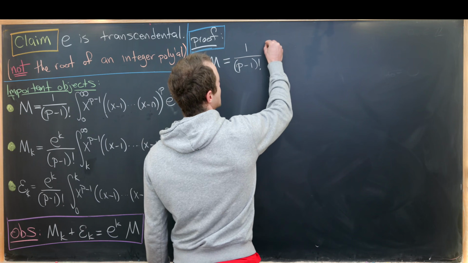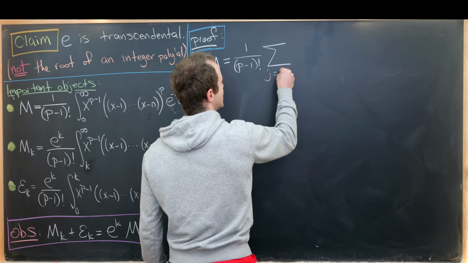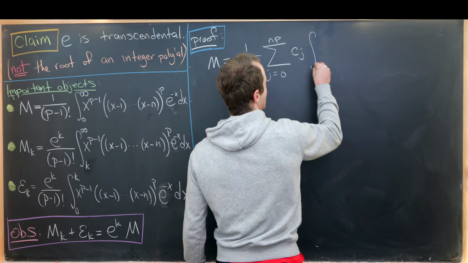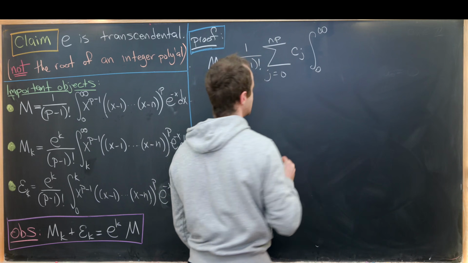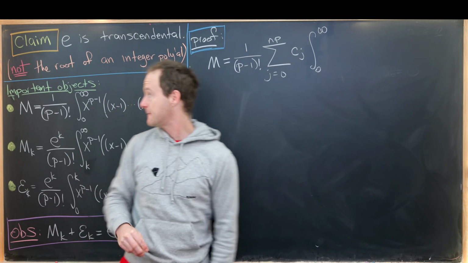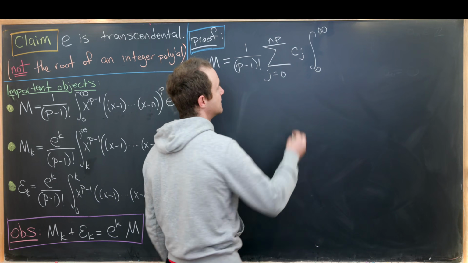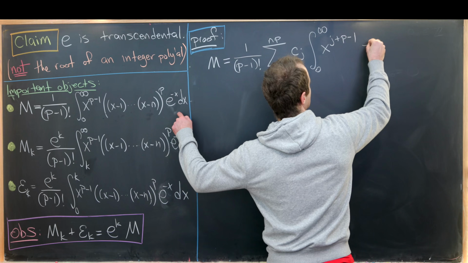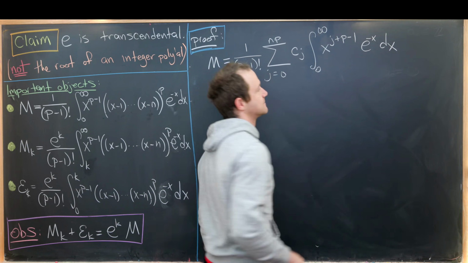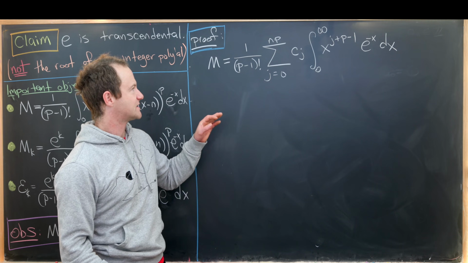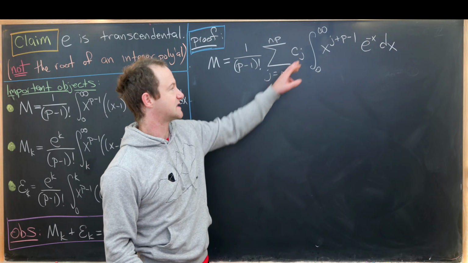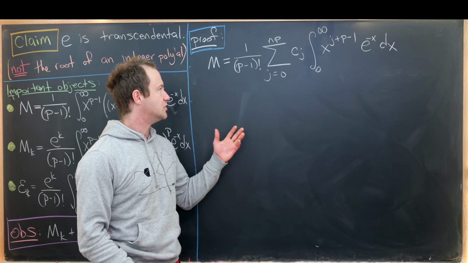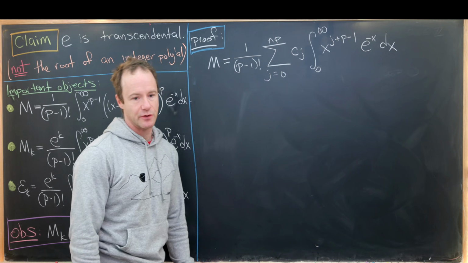That comes from this. And then we'll have the sum as j goes from 0 up to n times p of c_j. And then I'll have my integral from 0 up to infinity of x to the j times x to the p minus 1. So that'll be x to the j plus p minus 1, and then we've got this e to the minus x dx. Again, that's just using the ways that we expanded this polynomial here with these numbers c_j, using the definition of this M. There's not much going on here.